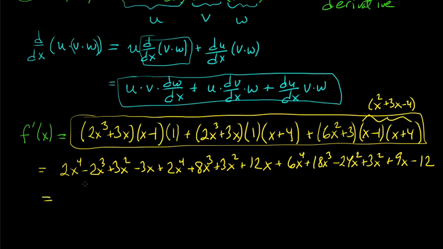So we're going to get, let's see, 2x to the fourth plus 2x to the fourth, that's 4x to the 4 plus 6x to the 4, so that's 10x to the 4. And then for the exponents of 3, we have negative 2x cubed plus 8x cubed, so that's 6x cubed. And then 6 plus 18 is 24, right? So 24x cubed.